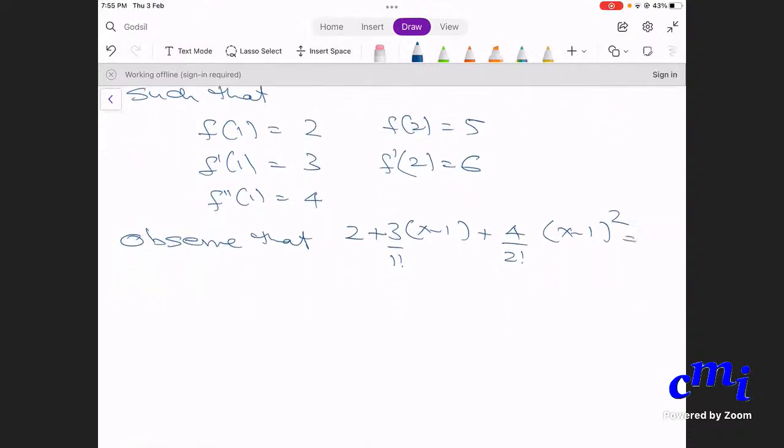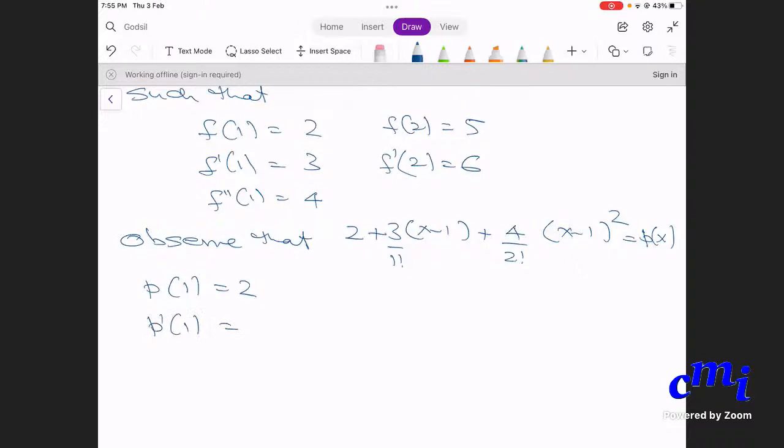So let's call this, say, P of x. Suppose this is P of x. So what is P of 1? P of 1 is 2, right? And what is P dash 1?